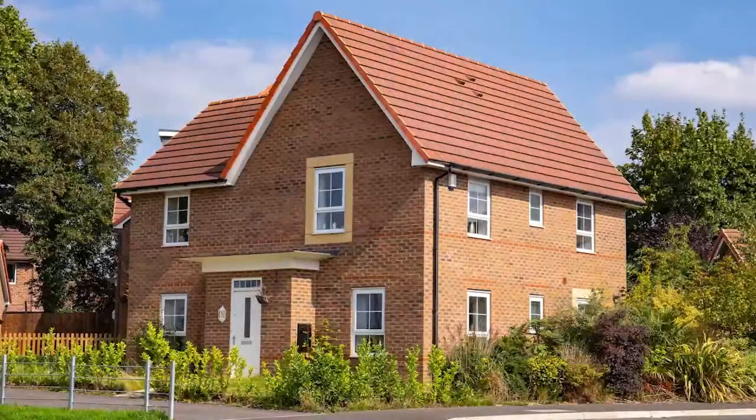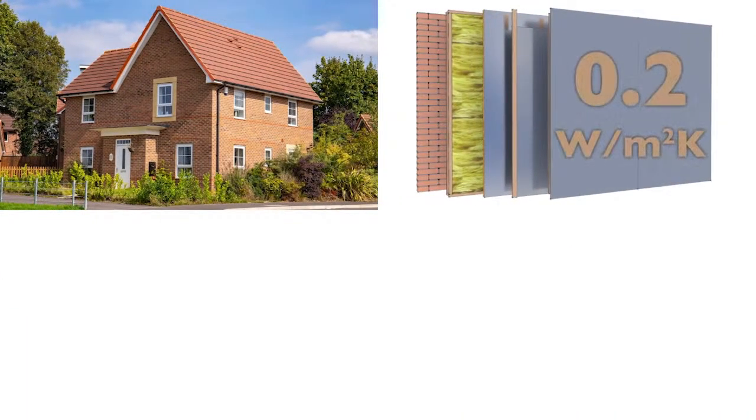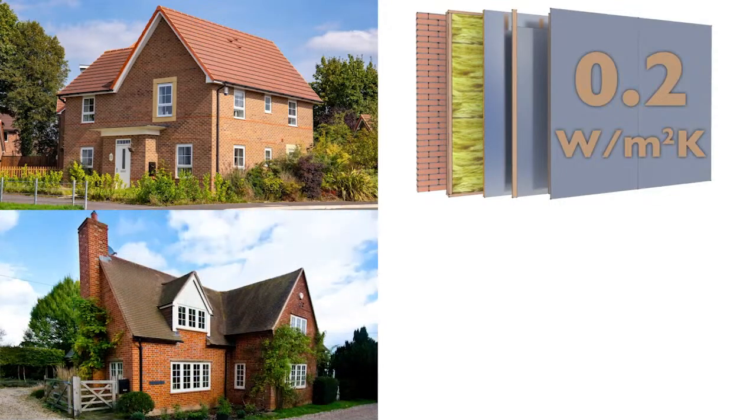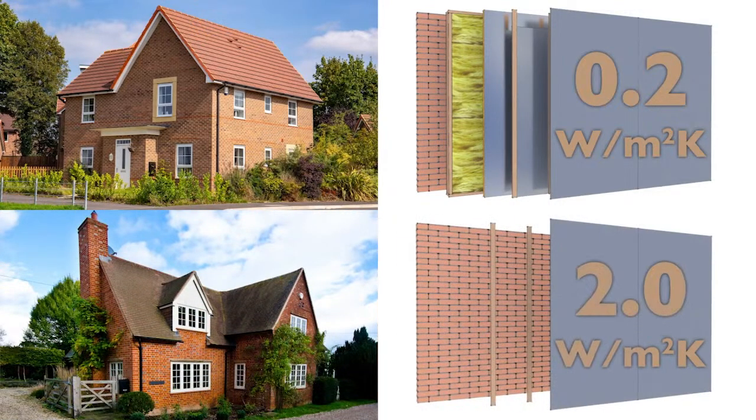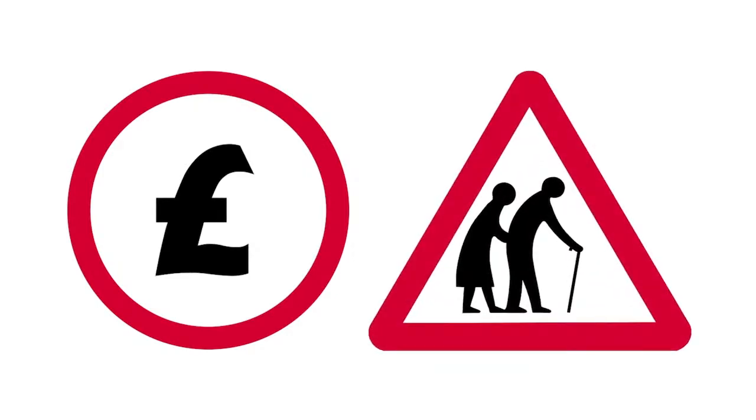Modern new build homes typically have wall U values of around 0.2 watts per metre squared Kelvin, while traditional older properties with solid walls will be more like 2 watts per metre squared Kelvin, an order of magnitude worse, which will have a significant effect on both the heating bills of the property and the quality of life of the occupants. This is especially true where occupants are considered to be in fuel poverty or belong to a particularly vulnerable social group such as the elderly.